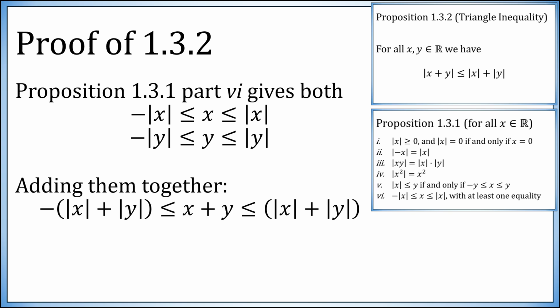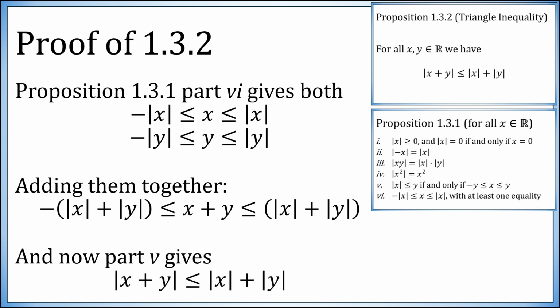Negative quantity absolute value x plus absolute value y is less than or equal to x plus y is less than or equal to absolute value x plus absolute value y. What about part 5? Part 5 tells us the absolute value of a number is less than or equal to something if and only if it may be trapped in between that and that. So this parenthetical number, absolute value x plus absolute value y, I have this thing less than or equal to this number, but bigger than or equal to negative that number. So we have one number in between plus or minus the same thing. That is if and only if the absolute value of the middle is less than or equal to the thing on the right, which is exactly what the triangle inequality was asking us to establish.